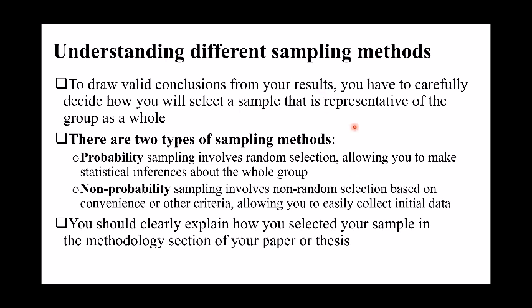So probability is random selection. Probability sampling allows statistical inferences to infer the effect of the sample to the whole population. Non-probability sampling is non-random selection. It's based on convenience.